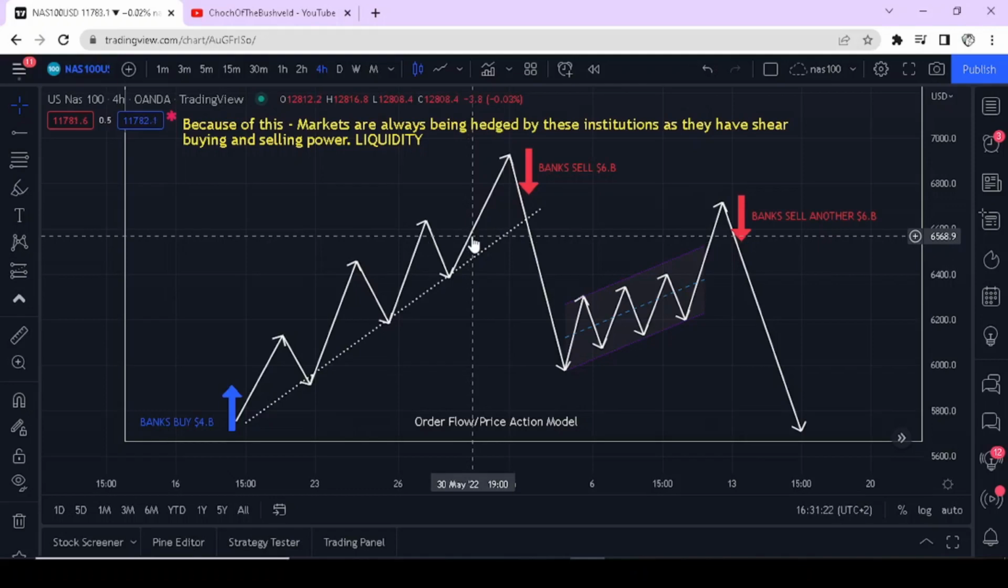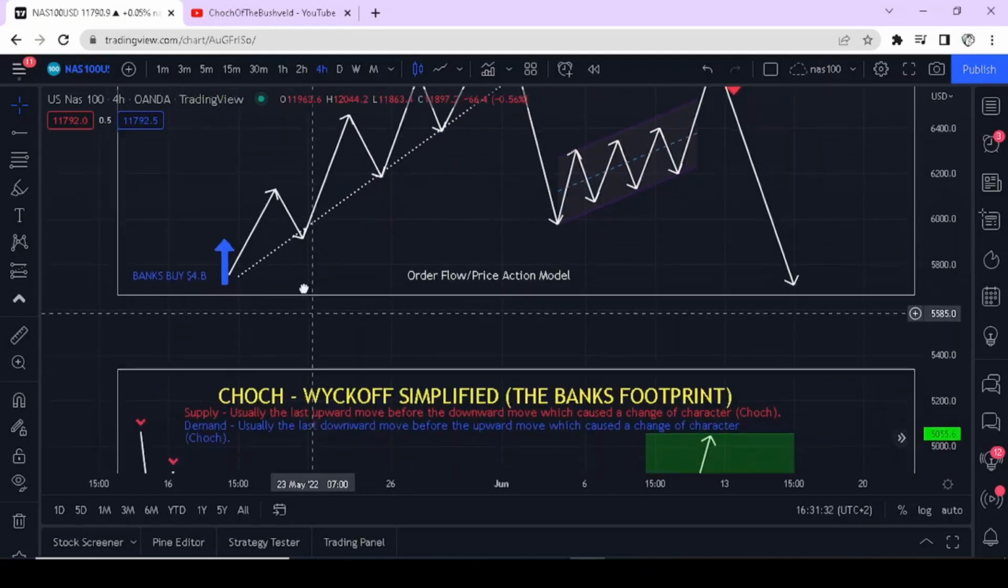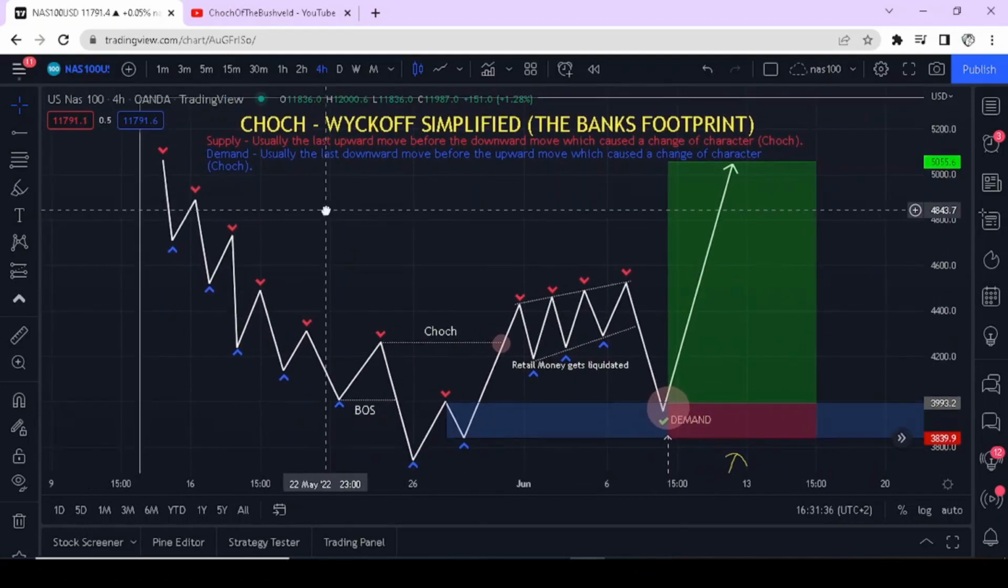Think about this. This isn't 100% factual, but it's something that I would like you to just think about for a second in terms of natural order flow. Now here we come to the good stuff.